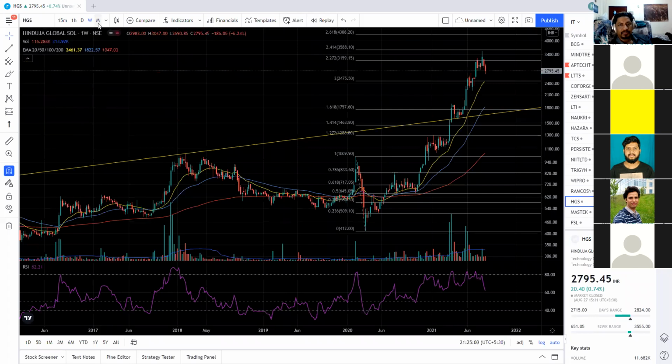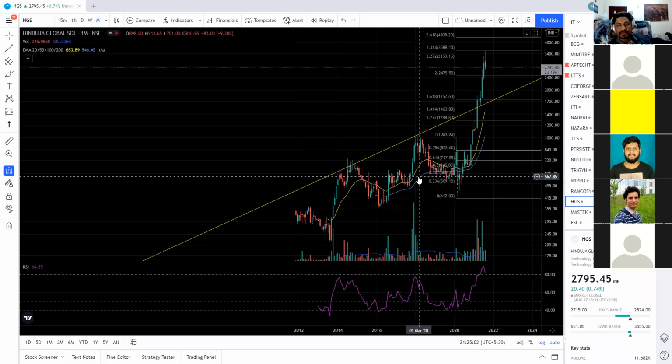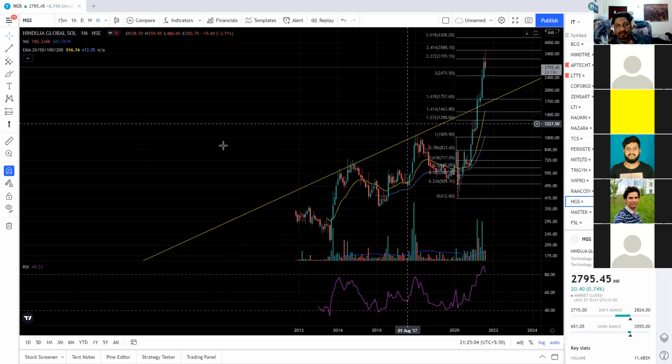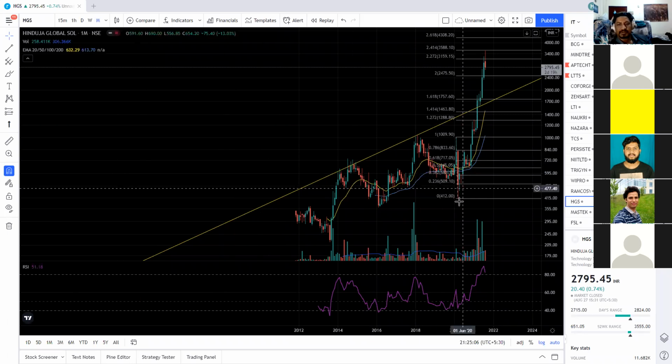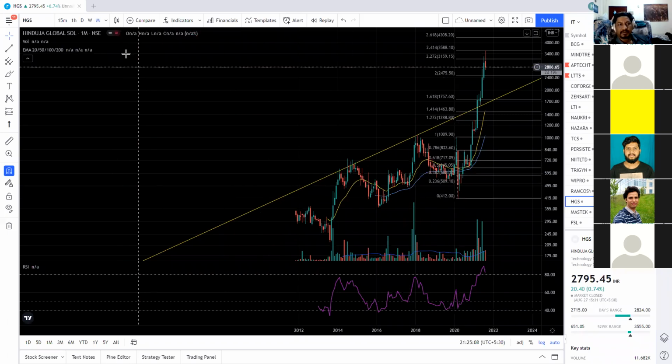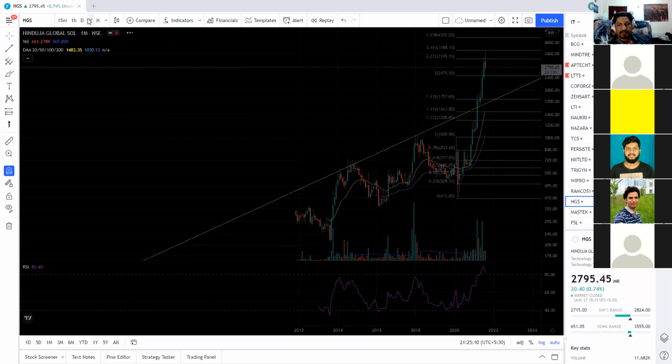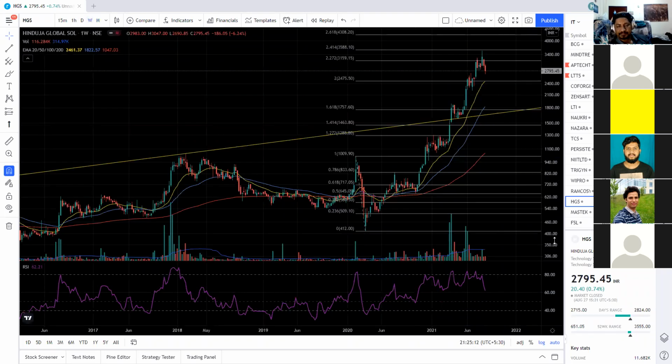Now, tell me the stock names and I will draw all the supports and resistances. For example, would anyone like to name any particular stock? Sir, Tata Steel. Tata Steel.